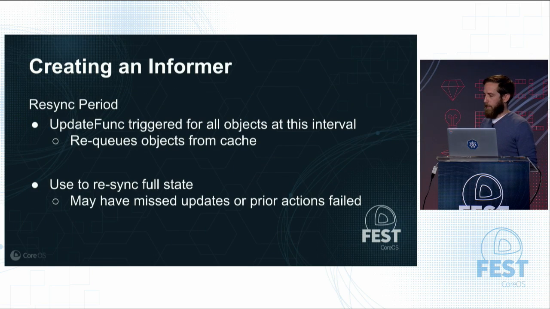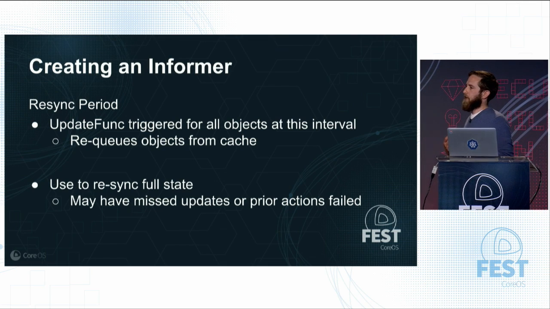The resync period is another important concept. What this essentially means is that at this interval, you want to take all of the objects in the cache that you have locally, and force them back through the update function that you've just defined. The reason for this is that maybe you've been getting events, and based on those events, you want to call out to an external API, for example. And maybe it was down for a moment, and your update failed. You want to be able to, at another time, resync this same state.